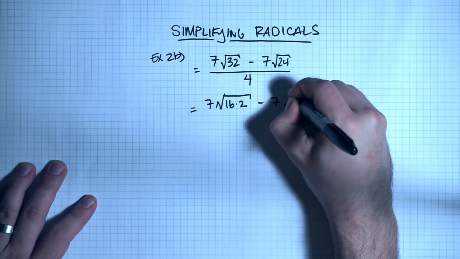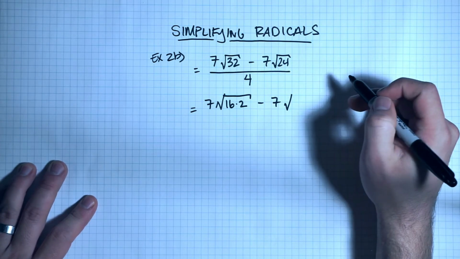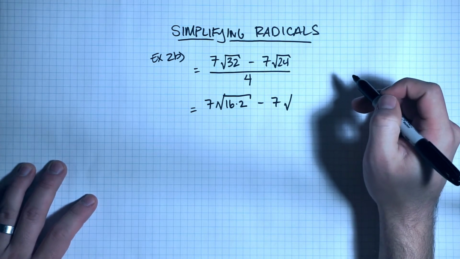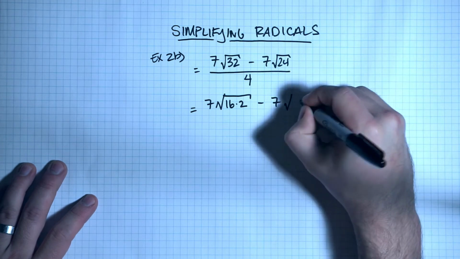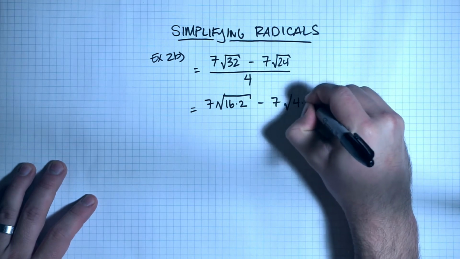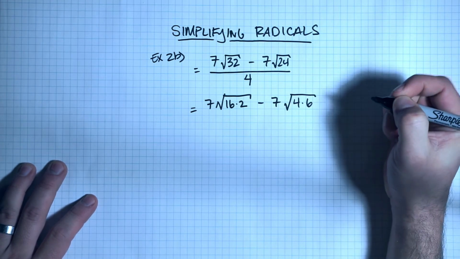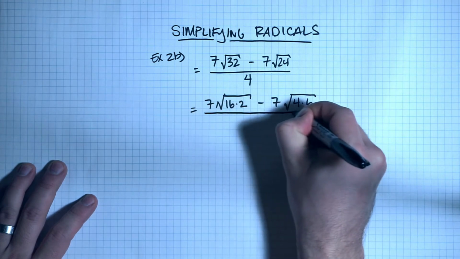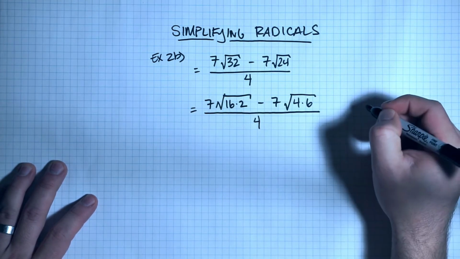Similarly, going over to the root 24, what perfect square goes into 24? Does 4 go into 24? Yep. And I don't think there's anything bigger that goes into that. So 4 times 6 is going to be 24. And that's all over 4.